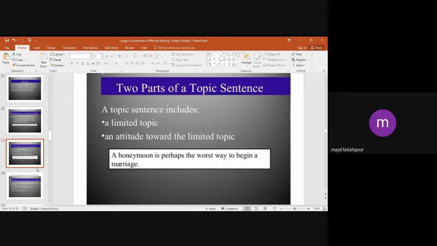Okay, marriage is very complex. It only chooses to talk about honeymoon. So it's specific, it's limited, isn't it? It's a limited topic, and it has an attitude, an opinion on that. Almost everyone believes that honeymoon is the best stage in marriage, a very sweet stage and so on. But this writer is going to surprise us, to give us new information, or to convince us that a honeymoon is perhaps the worst way to begin a marriage.